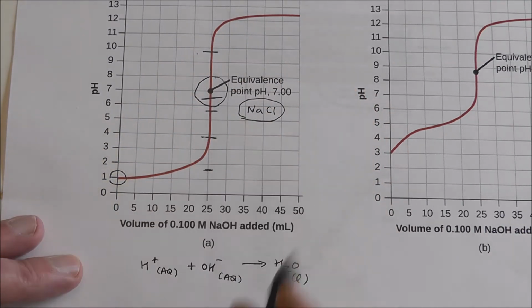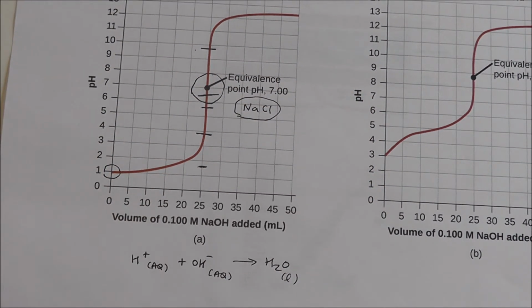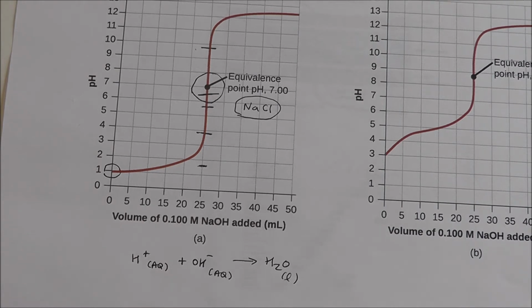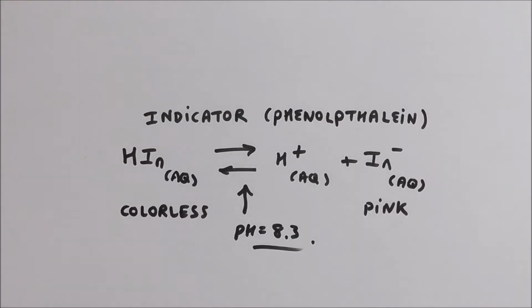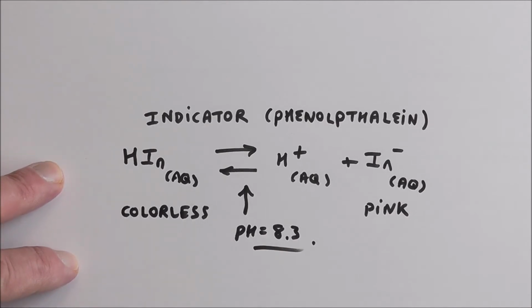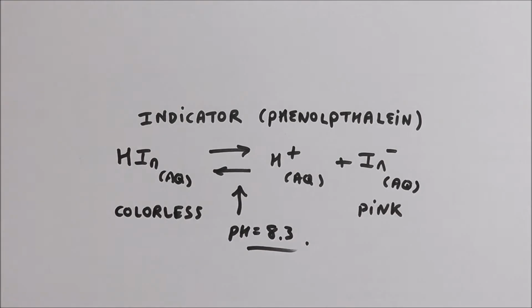So let's talk about what an indicator is and why we can use certain indicators to determine when the equivalence point is, because we don't always have a pH meter at our disposal. Here's how an indicator works. Indicators are actually acids themselves, and they have an acid and conjugate base form. If we take phenolphthalein, which by the way used to be the active ingredient in Ex-Lax, but I will not go on a tangent about that.